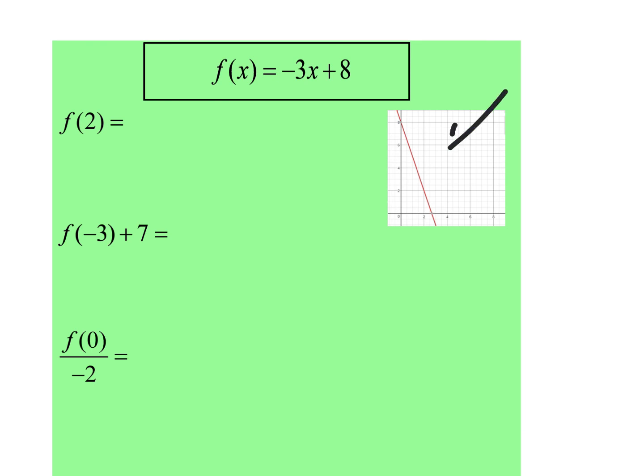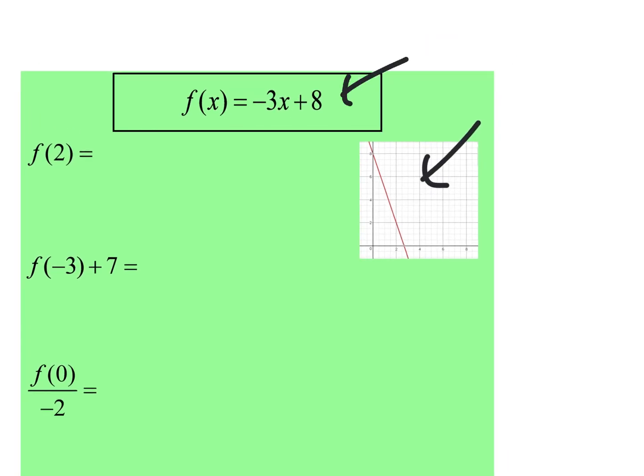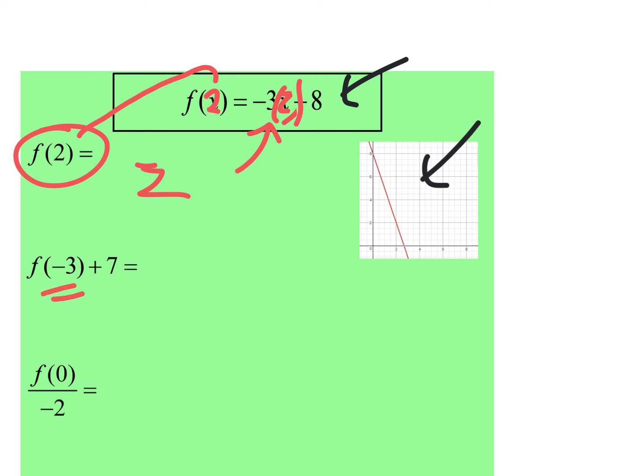Here's a function where you could look at the graph for the answers, or you could look at the equation for the answers. Personally, I think it's easier to get them from the equation. If they want f of 2, I just put a 2 there and then also a 2 here. I could do it off the chart, but I think it's easier if they give you the equation to just use the equation. And what is -3 times 2? -6. Then you add 8. What's -6 plus 8? I think it's 2. Did anybody else have 2 for that answer? Okay, good.